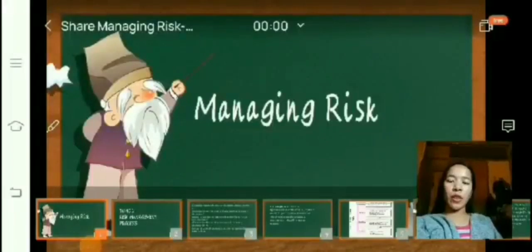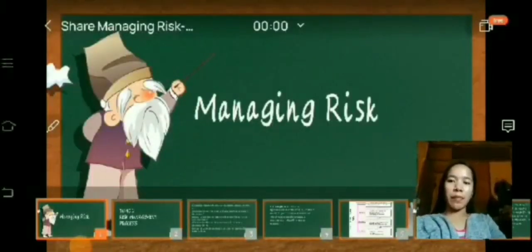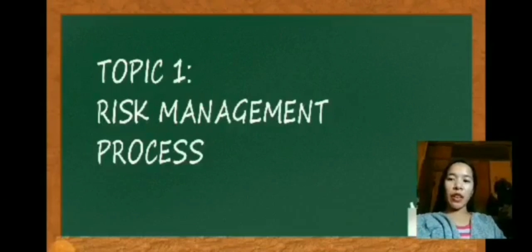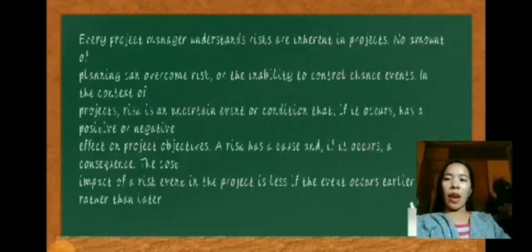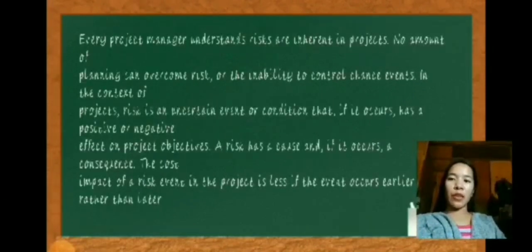Lesson 7, Managing Risk. Topic 1, Risk Management Process. Every project manager understands risks are inherent in projects. No amount of planning can overcome risk, or the inability to control chance events in the context of projects.